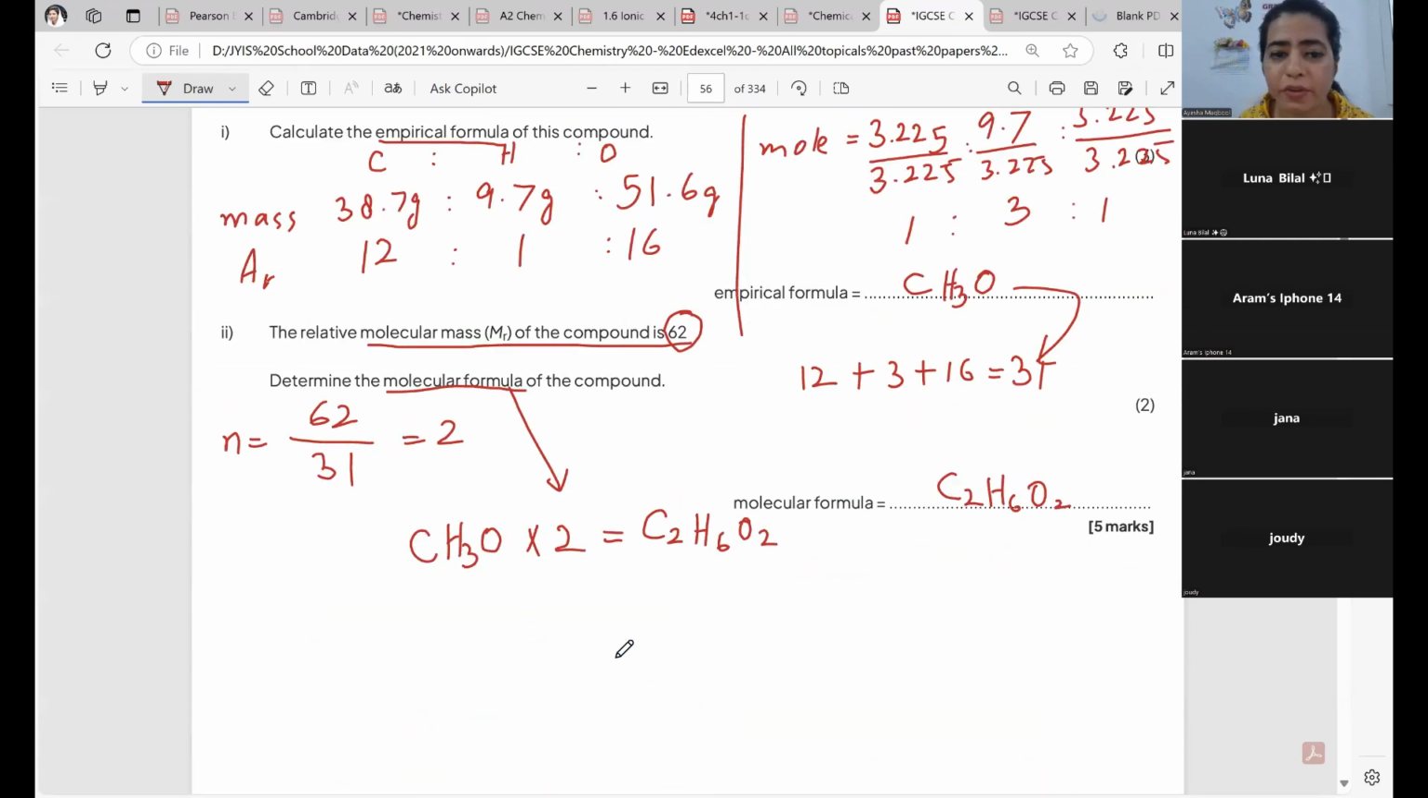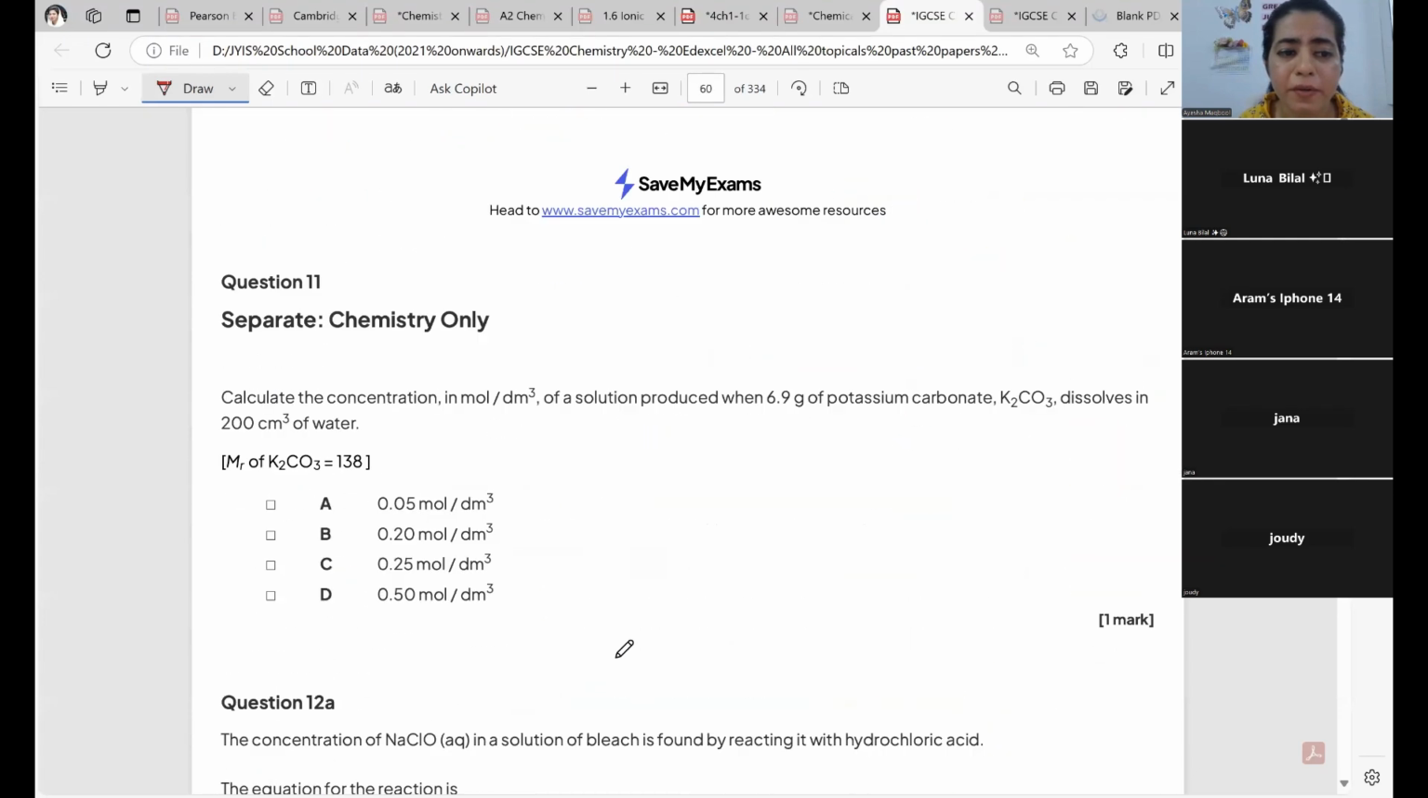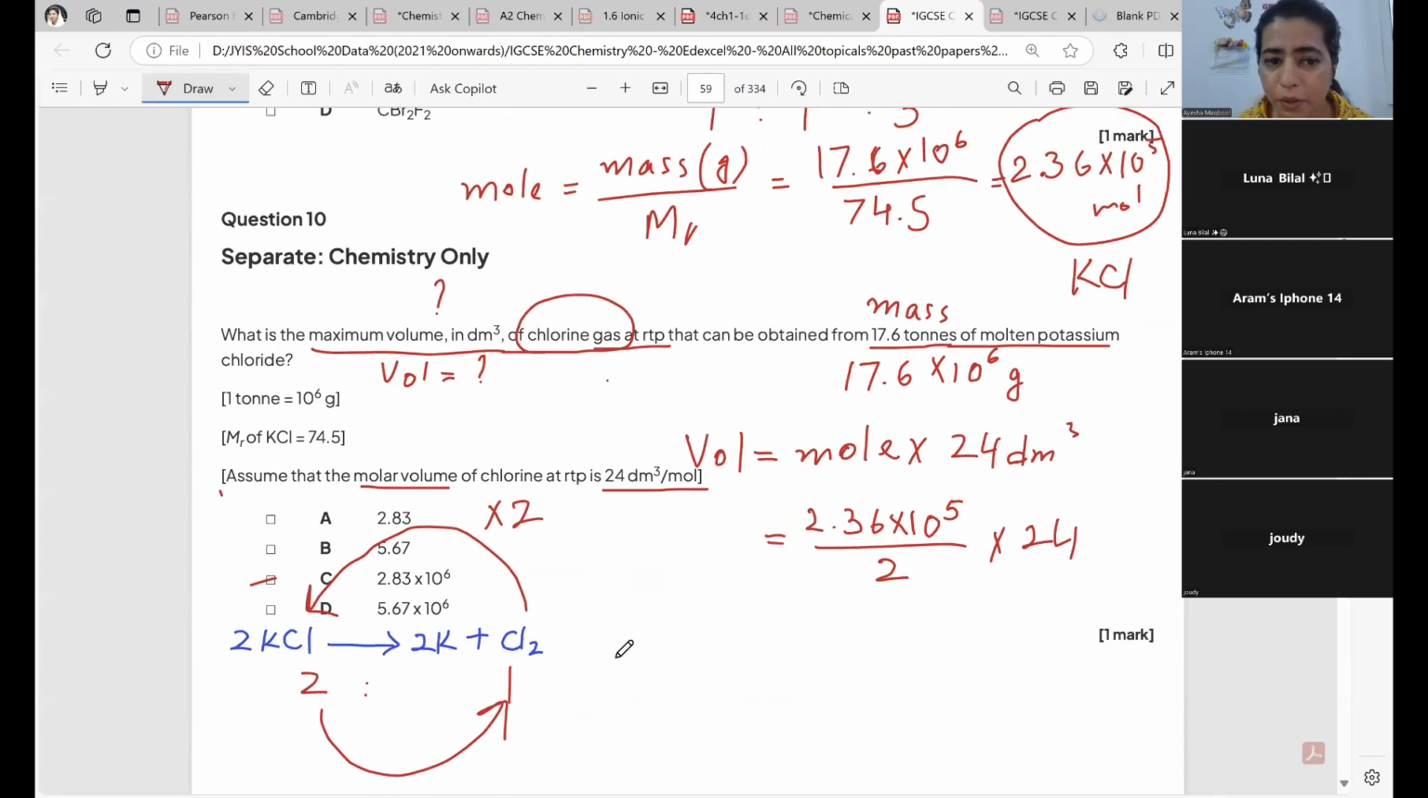Okay, let's go back to question number 10. I hope everyone is clear in question number 10. Anything to ask here? Sometimes if this equation will not be given to you. For now, for your quiz number 2, I will give the equation. But in the exam, they will ask you to write the equation as well, get the ratio, then solve it. Okay?